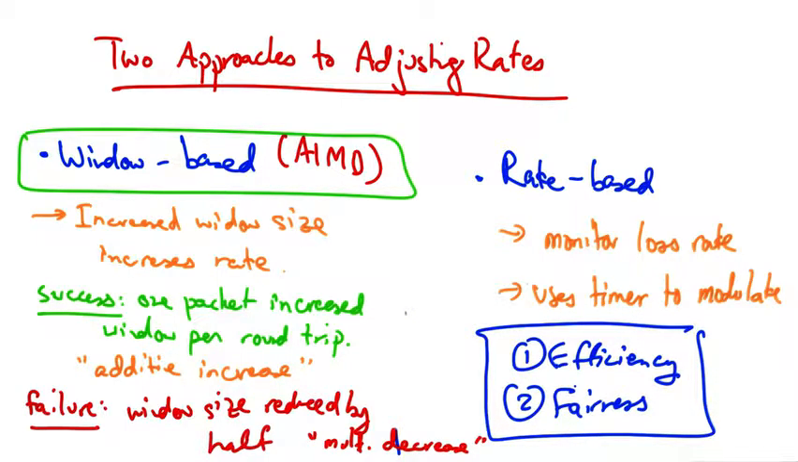In the next lesson, we will talk about the 2 goals of TCP congestion control further, efficiency and fairness, and explore how TCP achieves those goals.